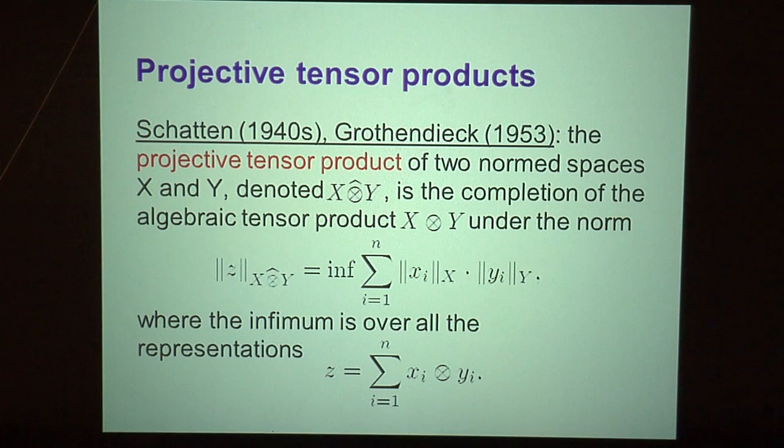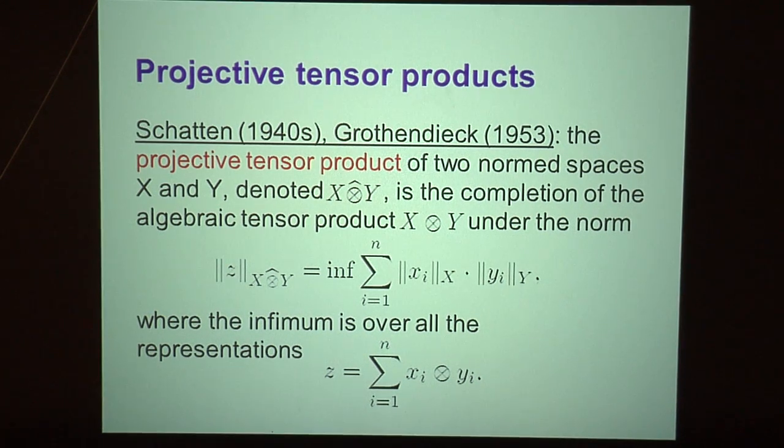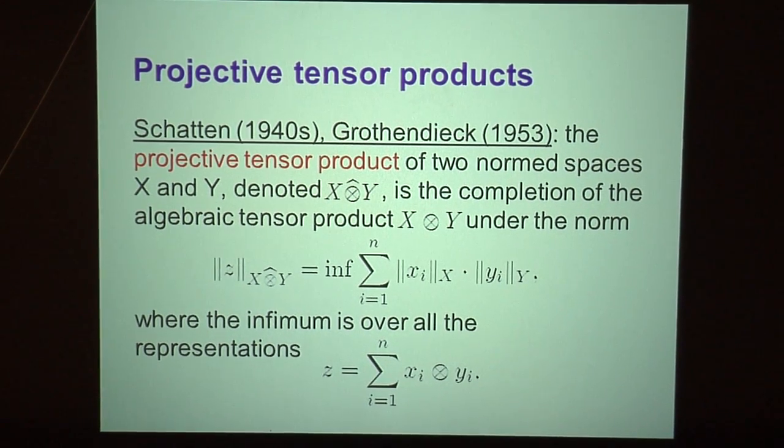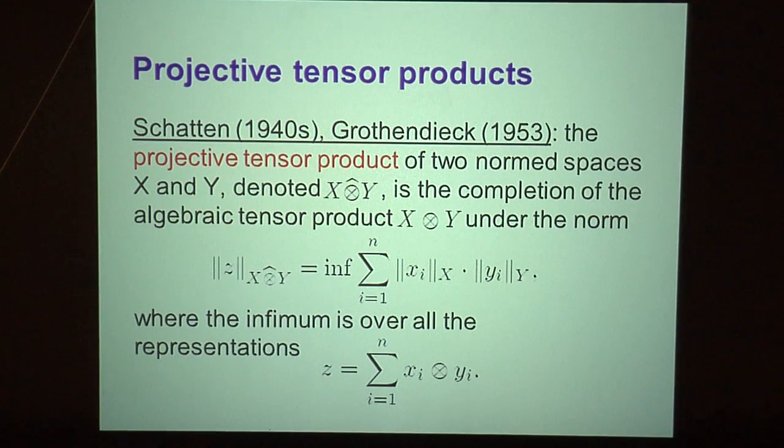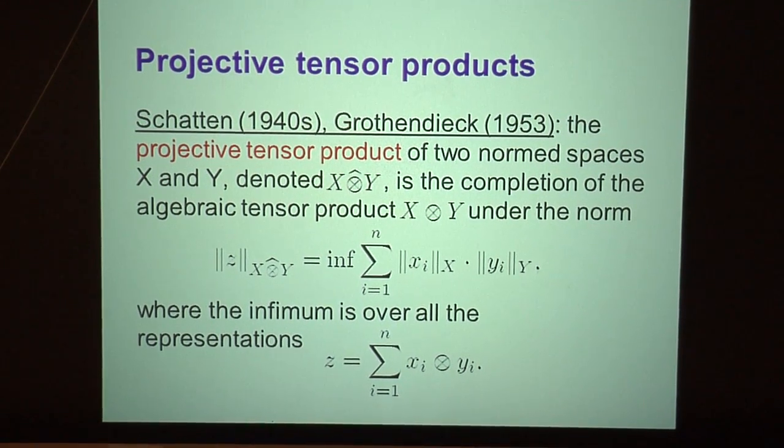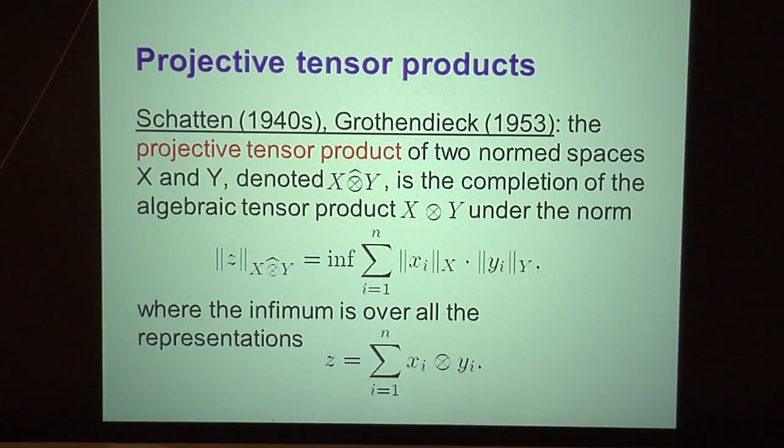But let's go back to another thing. There is this notion of a projective tensor product. If you have two normed spaces, X and Y, then we look at their algebraic tensor product, X tensor Y, and we put a norm on it, which is given here by the formula.